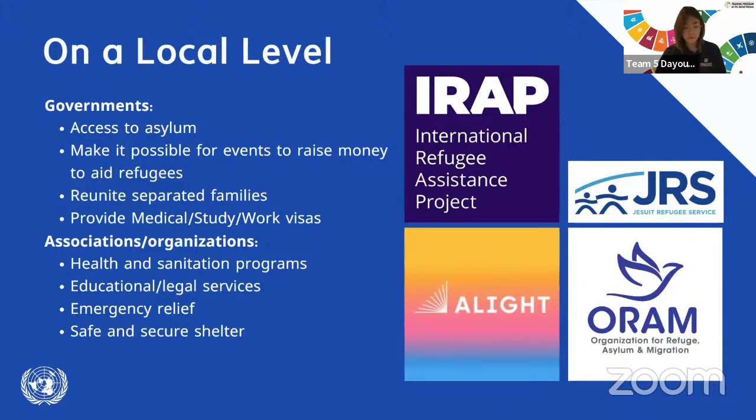They can also reunite families. Through family reunification, it is, according to human rights, mandatory for governments to allow refugees to join their family members who are already settled abroad. Next, they can also allow medical, work, or study visas. Medical visas can be offered to refugees with serious medical conditions so that they can get treatment in countries such as the United States.